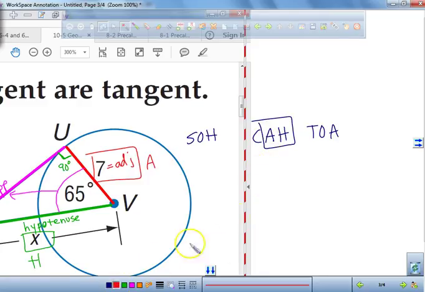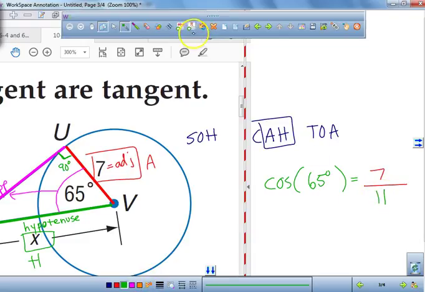Cosine. So here's what you're going to do. You're going to write the cosine of what angle, everybody? What's my angle? 65. Yes. Equals my adjacent side, which happens to be a 7, over the hypotenuse, which is x. Oh, that's the x, yes.